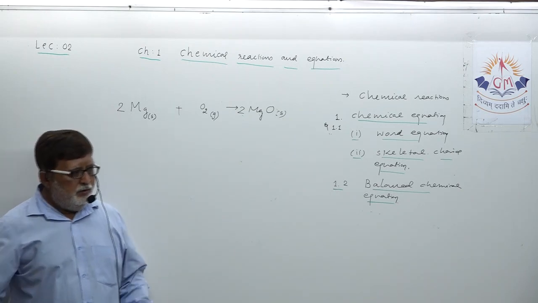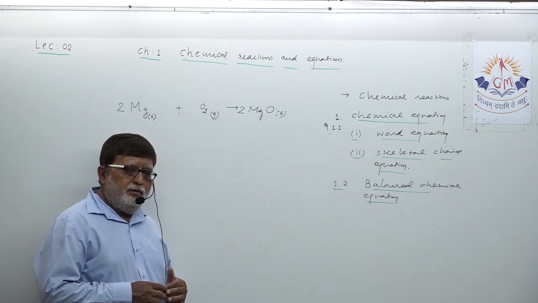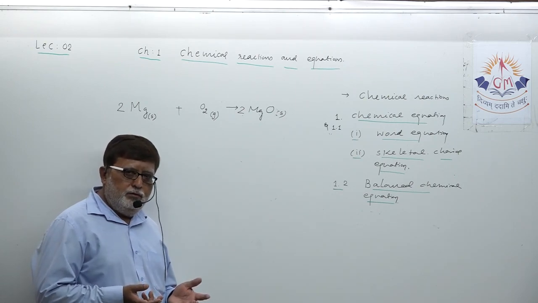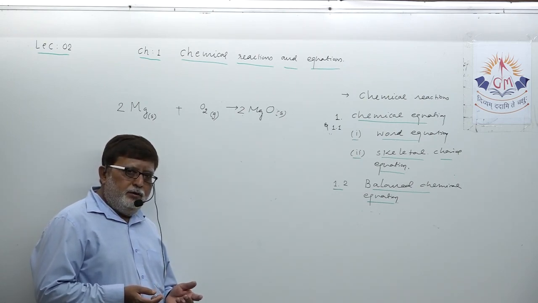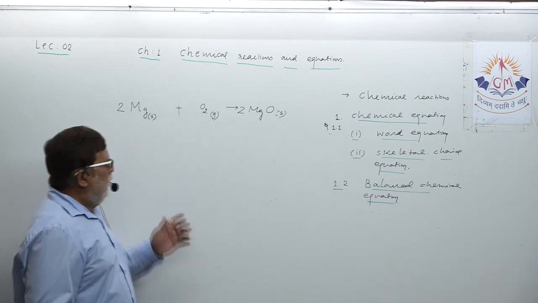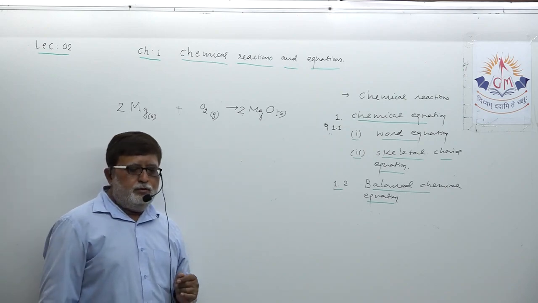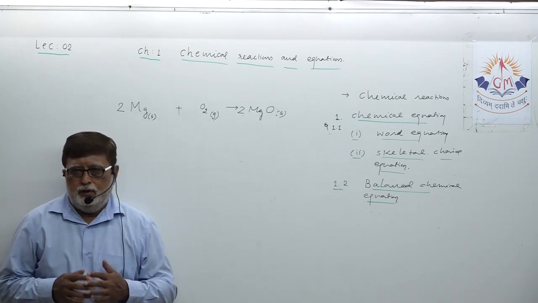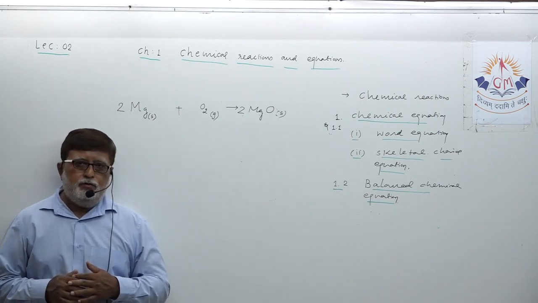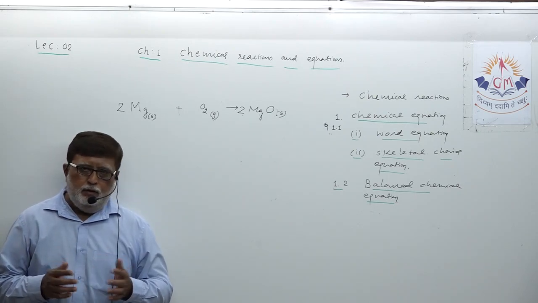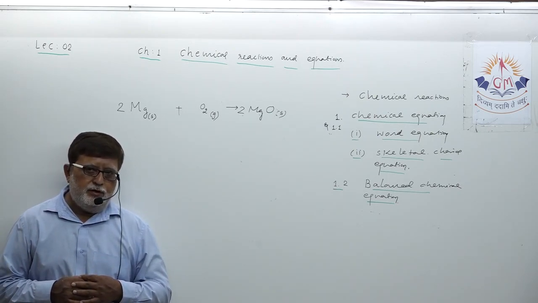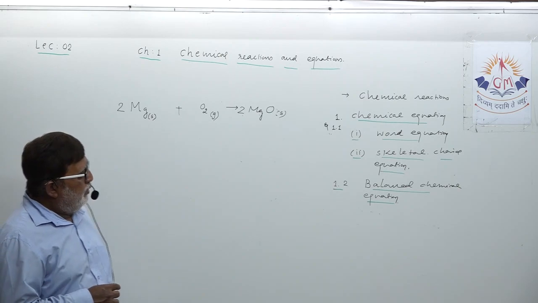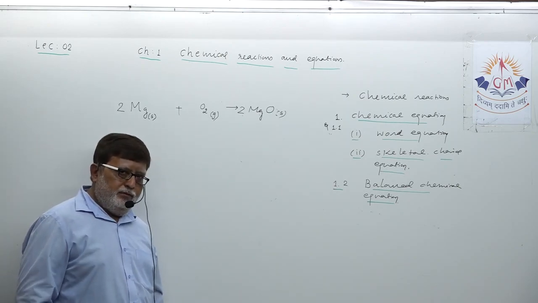In this chemical reaction only two substances are reactants, magnesium and oxygen. So what we have to do? By putting the necessary coefficient in front of the symbol or formula, we are actually trying to balance the number of atoms of each element on both sides of the chemical equation. And when you do this, it is called a balanced chemical equation.